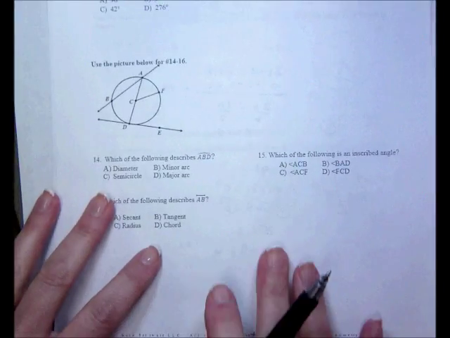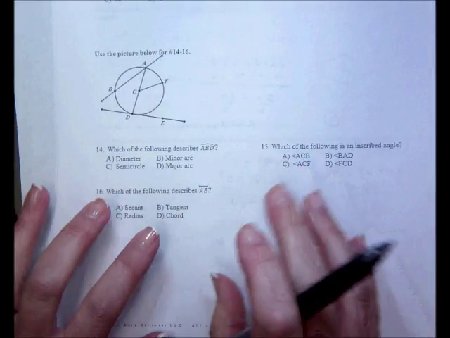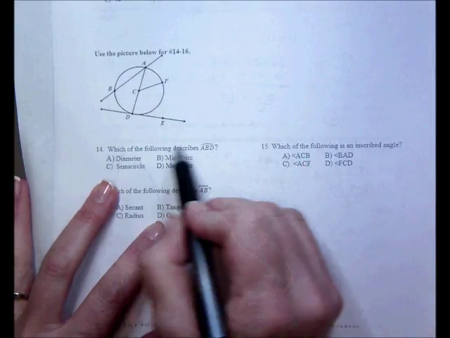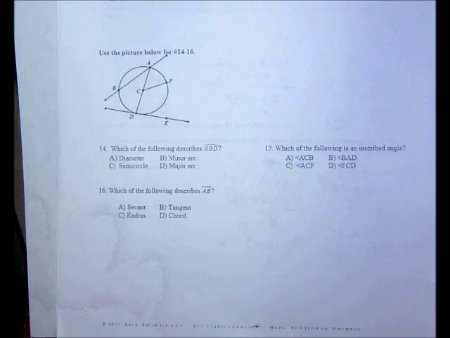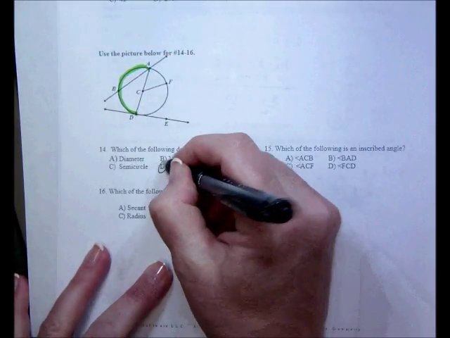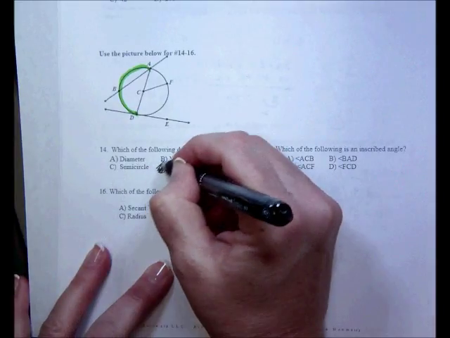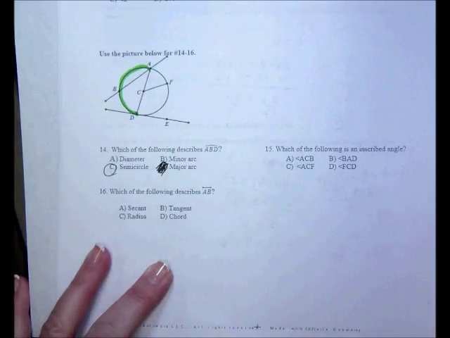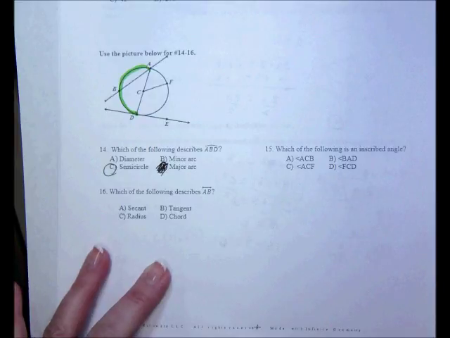The last three kind of go together, and they were the same for all three, they just were mixed up. It says, which of the following describes ABD? And ABD is described most specifically by, oops, I'm sorry, not major arc, but semicircle, because it is exactly 180 degrees.